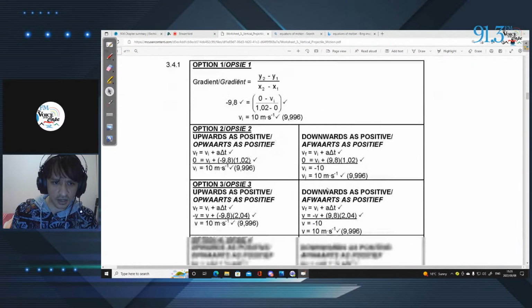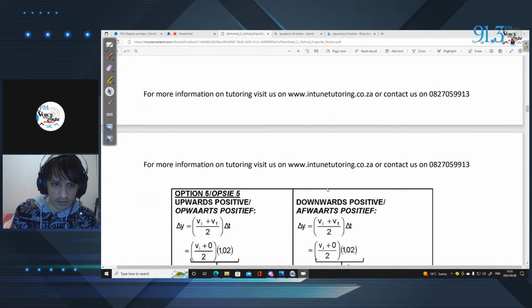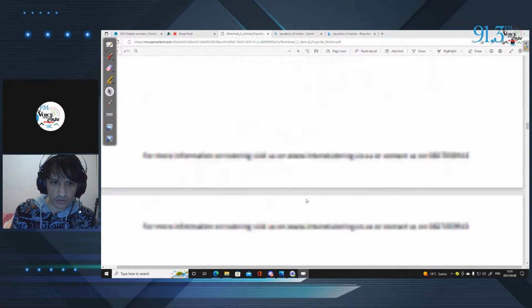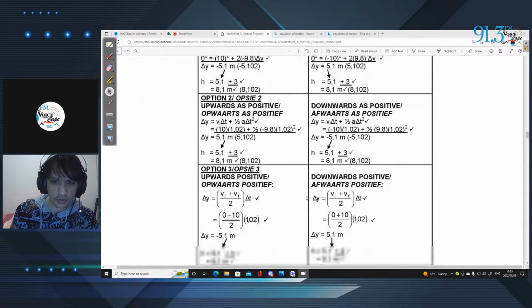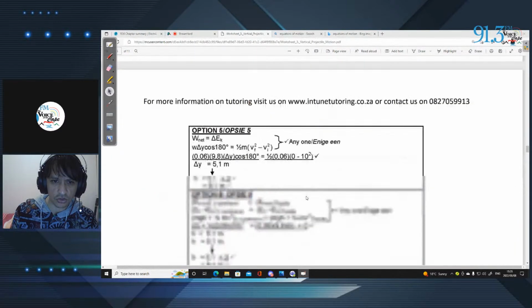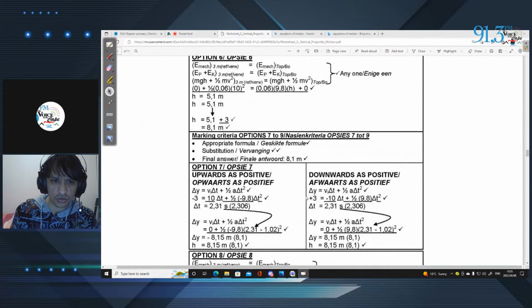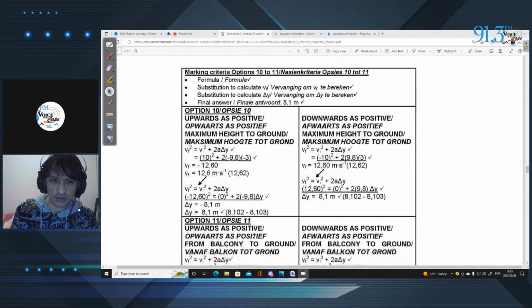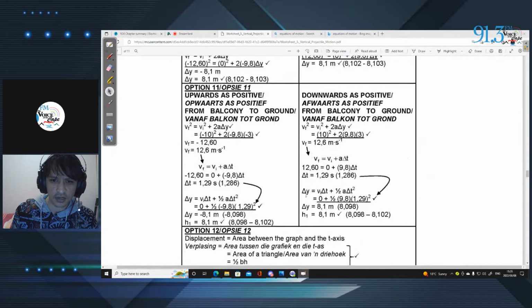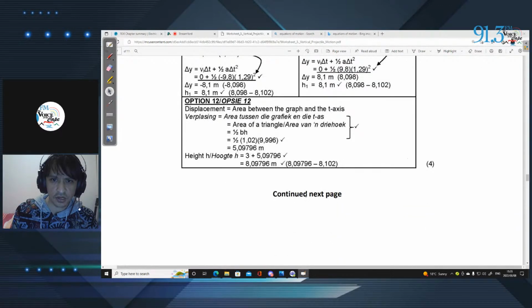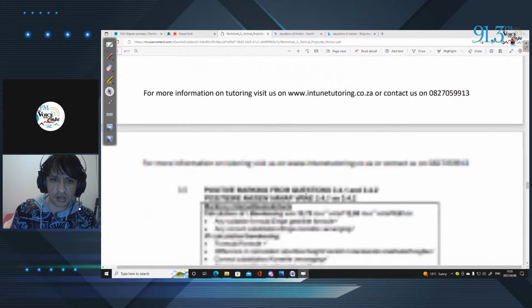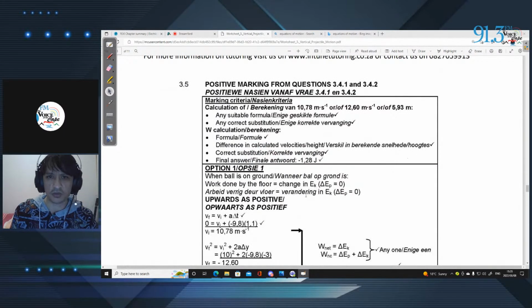So where is this memo for 3.5? So it's not these, we did those. 8.1, did those. 8.1 meters. It's all the same. That's the same. Seems like that. There we go. Okay, I found it.